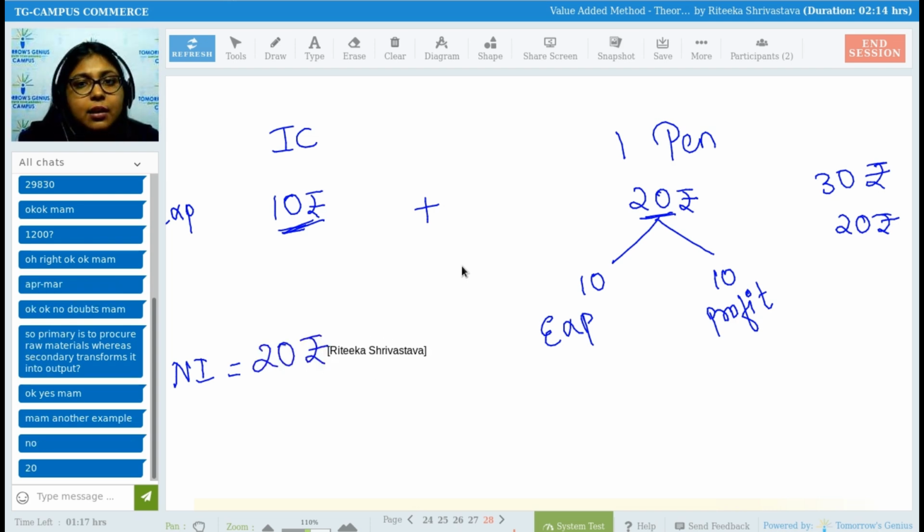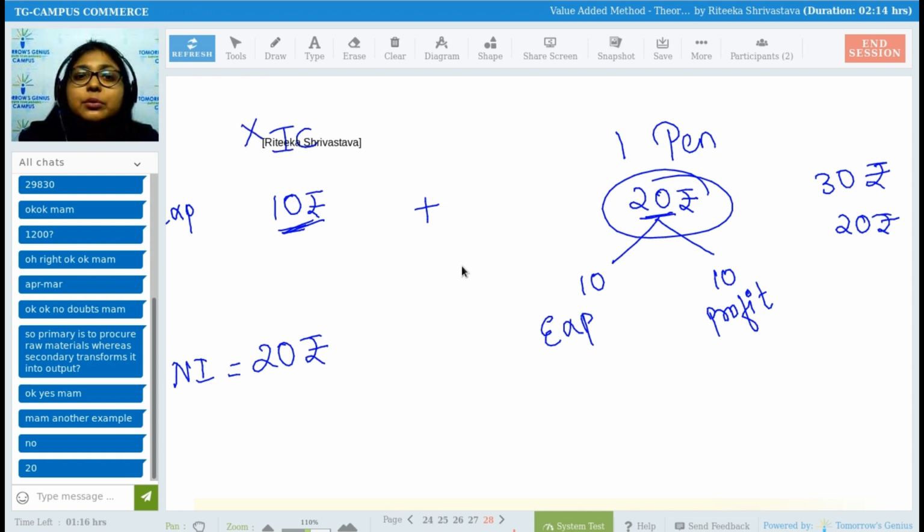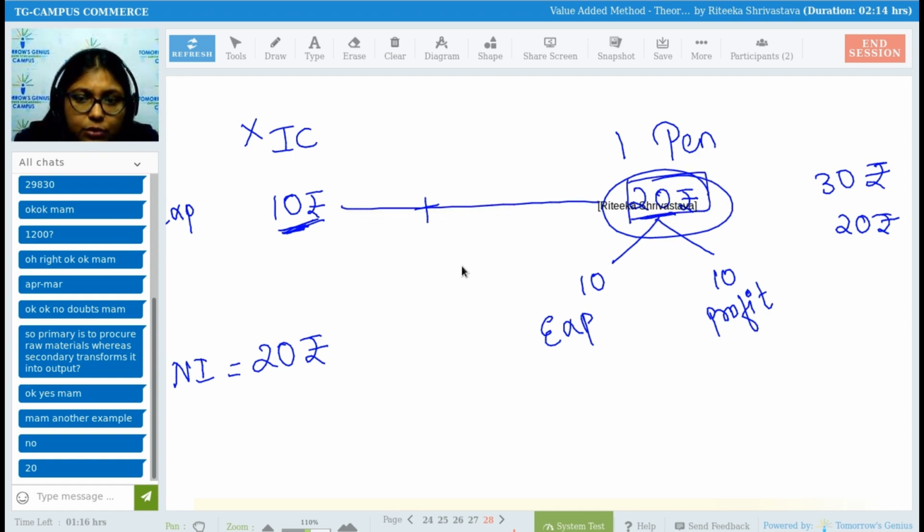Very good. 20 rupees. Because this is the market value of final goods and services. While computing national income, we include only the market value of final goods and services. We do not include the value of intermediate goods or intermediate consumption. Because if we include the value of intermediate goods also, then it will lead to the problem of double counting. Because here in the price of the final good, there is also the price or the expense of the producer included already. So in that case, I should not take 30 rupees.